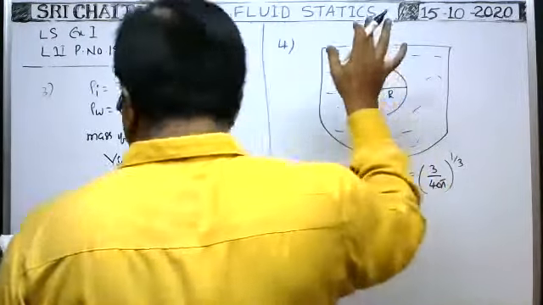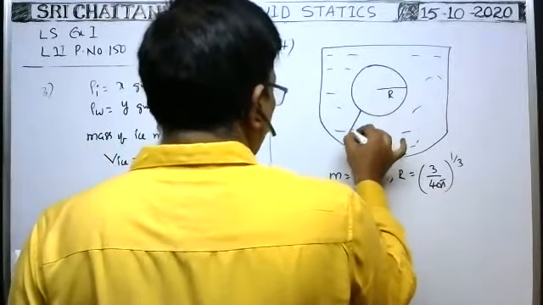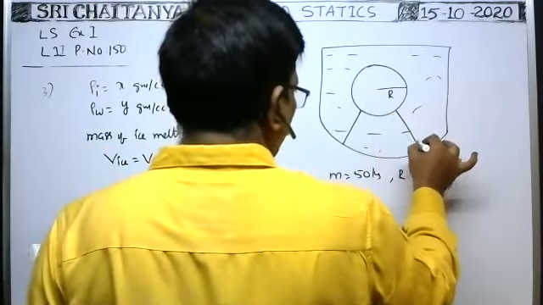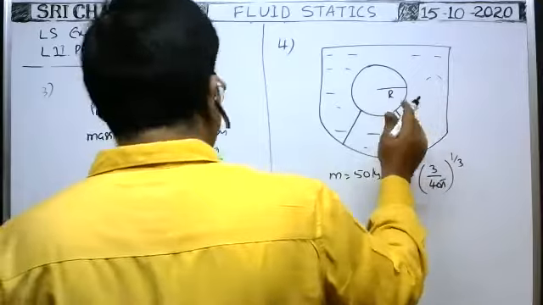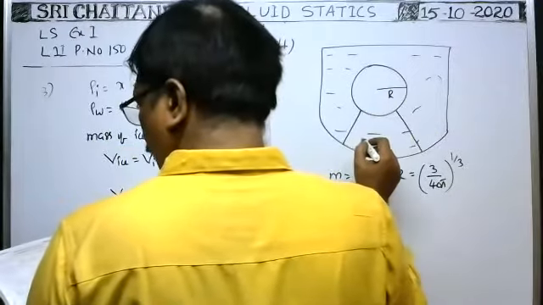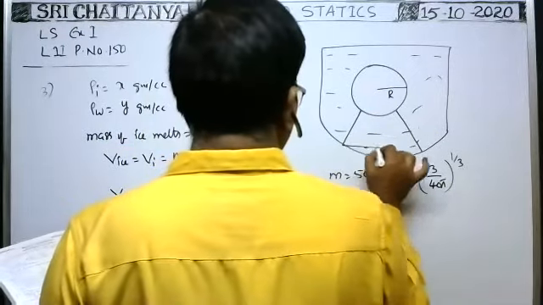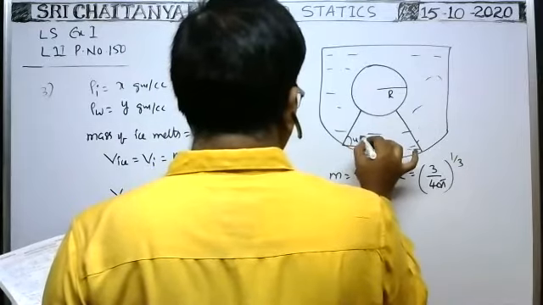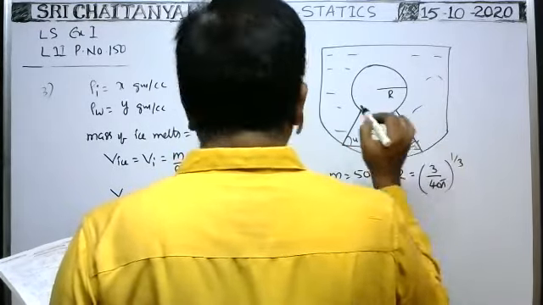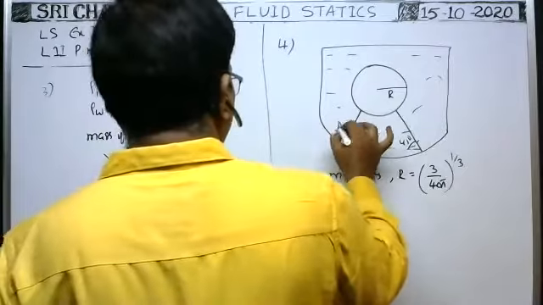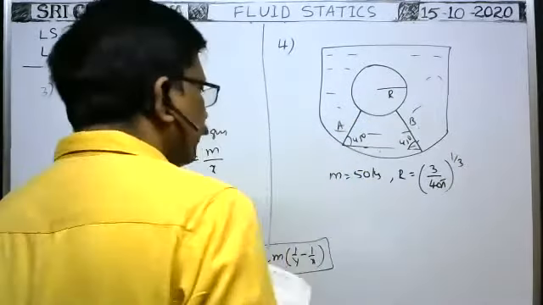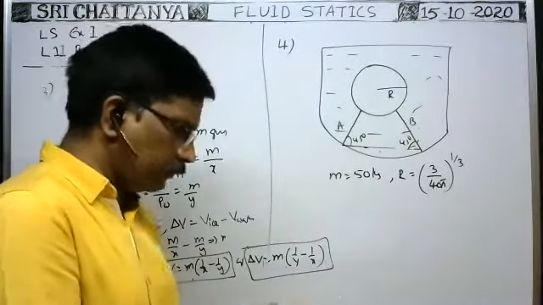The sphere is kept in the water and it is connected to two strings like this. The strings are symmetric. With the horizontal, these two strings make an angle of 45 degrees. Here also 45 degrees, like this, it is given. It is the string A, it is the string B. Both are symmetric, as the angles are the same.